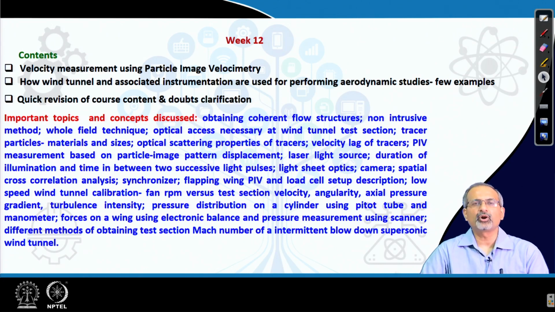For performing it, optical access is necessary at the wind tunnel test section. Tracer particles have to be suitably chosen both in terms of materials and sizes, and also their optical scattering properties. They would undergo some kind of velocity lag, but if they are suitably chosen, then that can be minimized and they can very faithfully replicate the fluid motion. PIV measurement is based on particle image pattern displacement, and therefore using suitable tracers is a must.